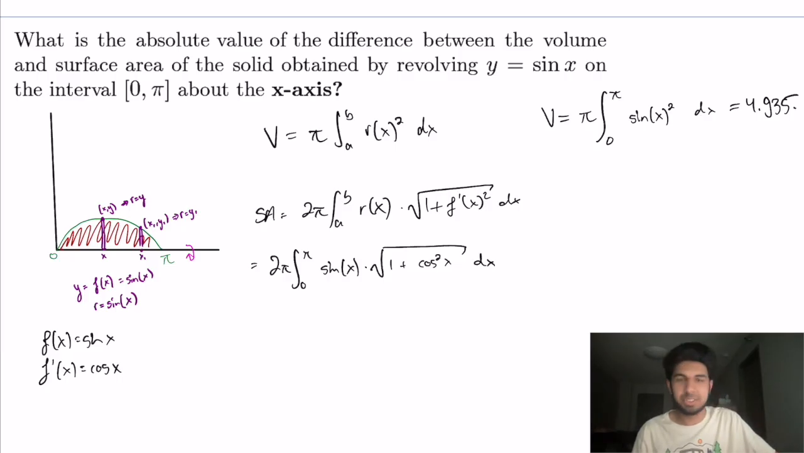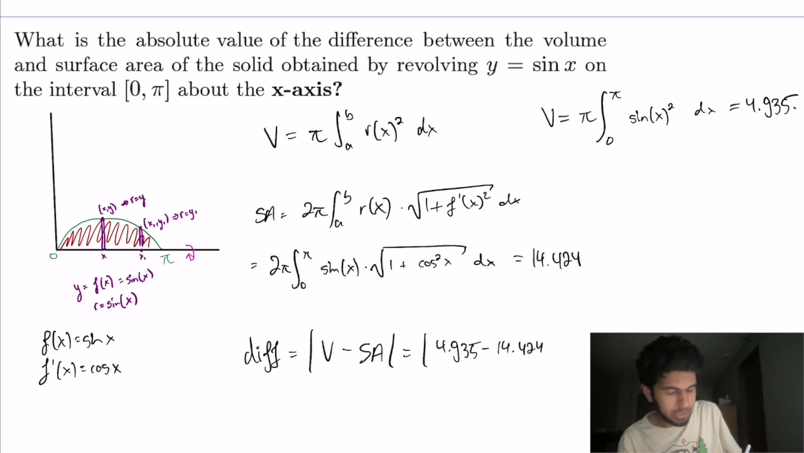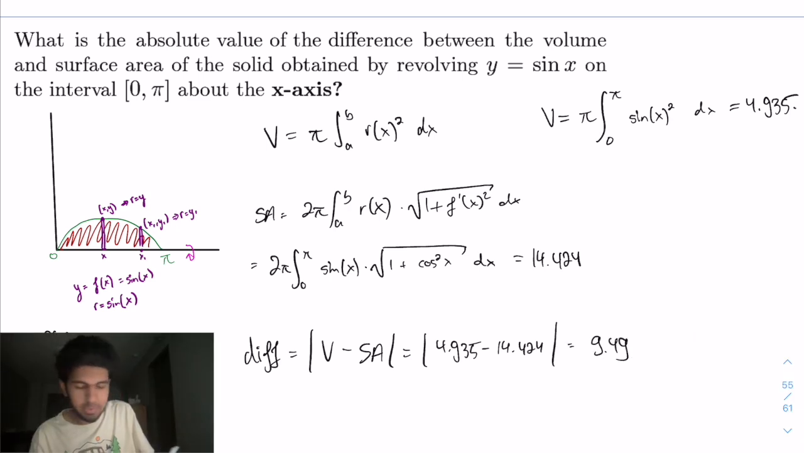For this, you can try to solve it by hand if you know some of the more advanced integration techniques, or you can just use a calculator. If we use a calculator, we get 14.424. We're asked to find the absolute value of the difference. So we can do that, and we get 4.935 minus 14.424. The absolute value is about 9.49.